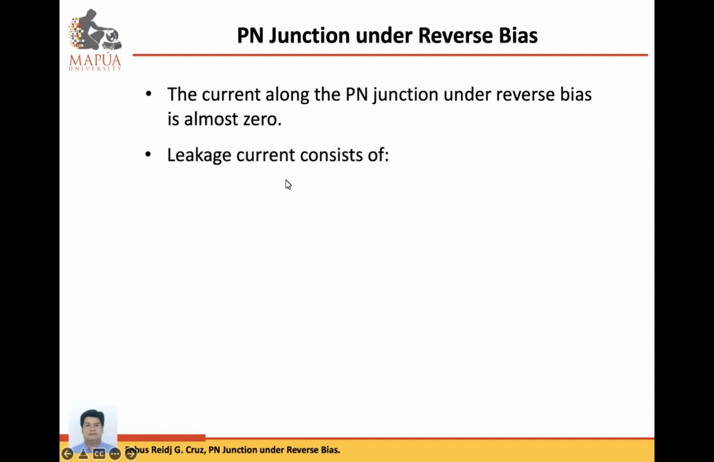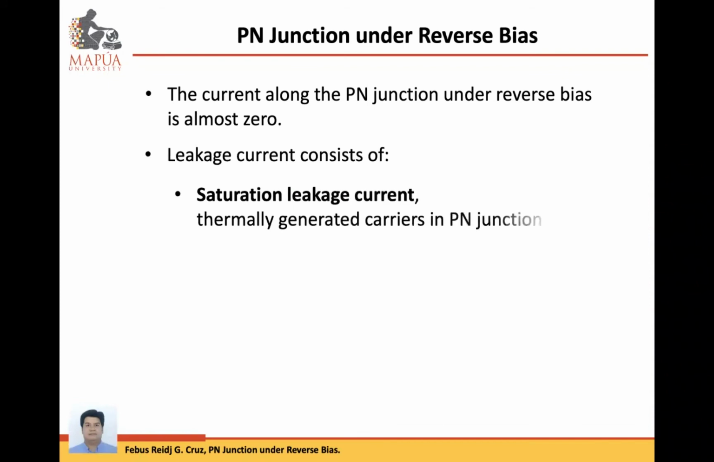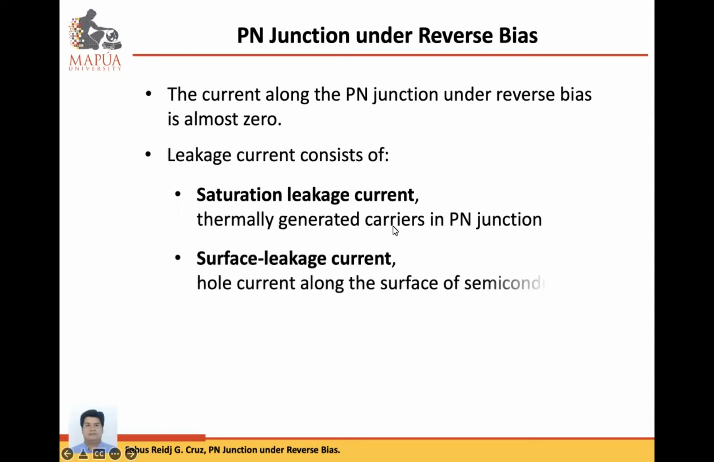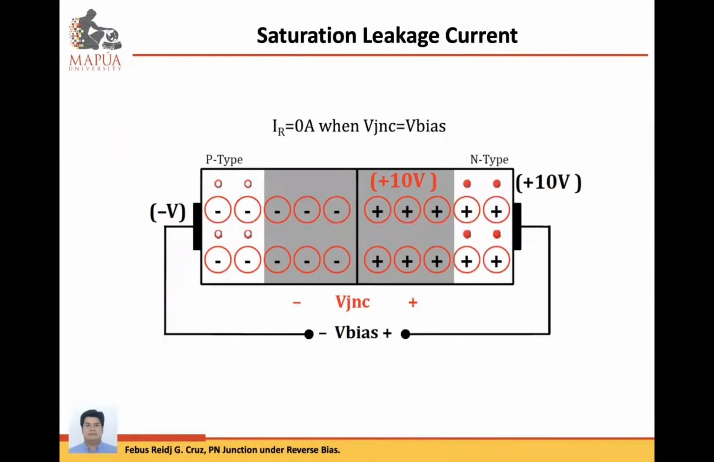And the leakage current consists of the so-called saturation leakage current. These are thermally generated carriers in the p-n junction. And another type is the surface leakage current. These are the hole current flowing along the surface of the semiconductor. All right, so let me illustrate the saturation leakage current.